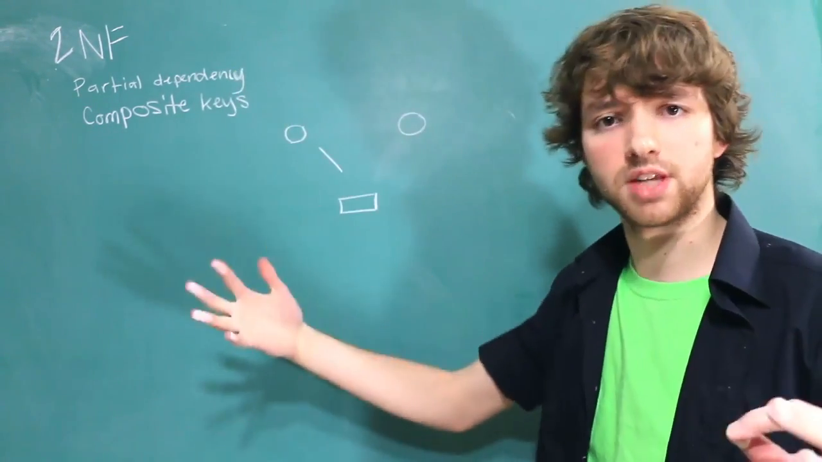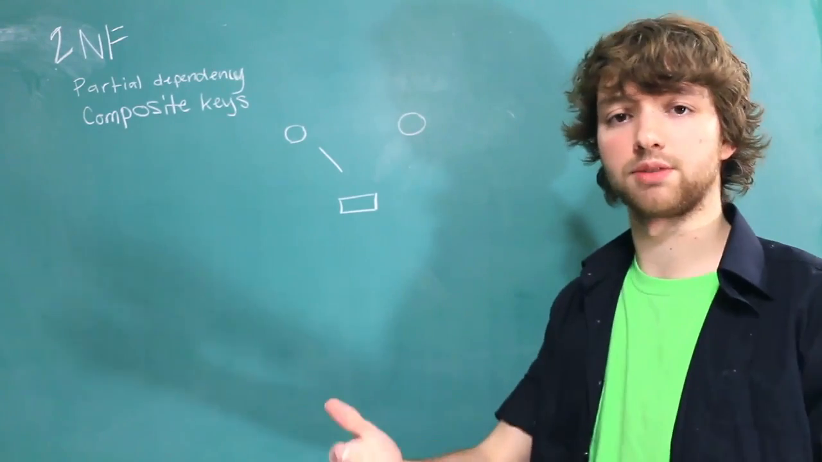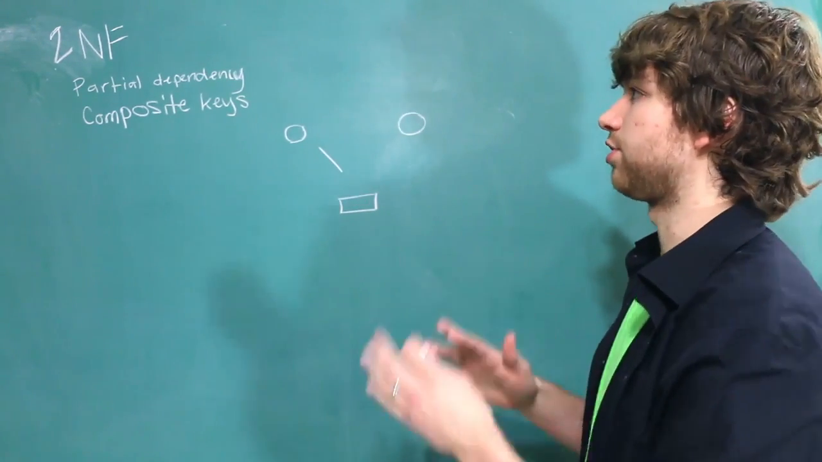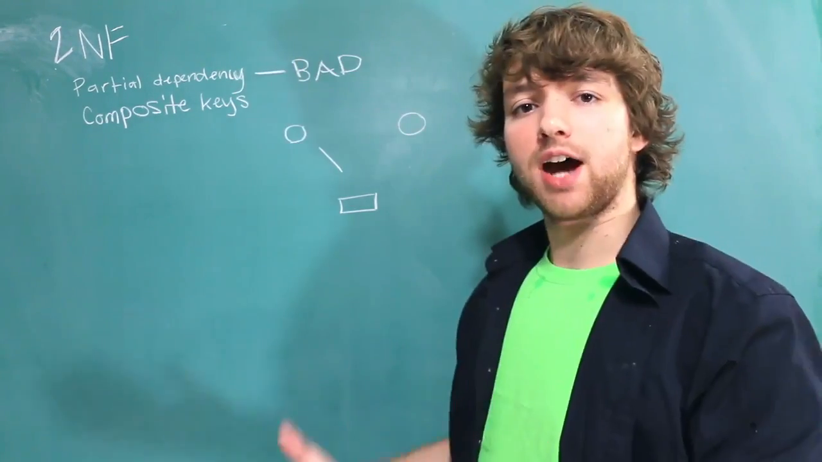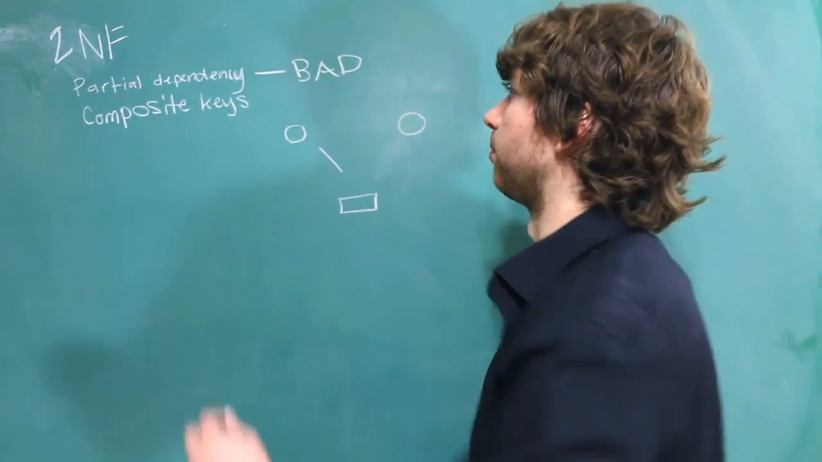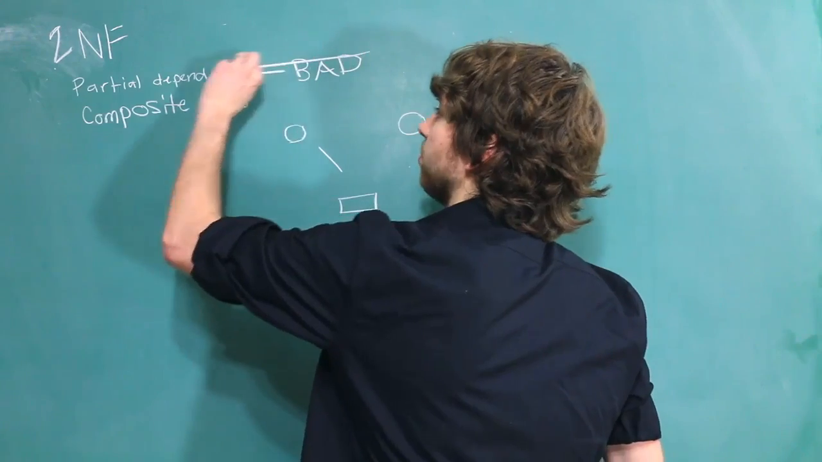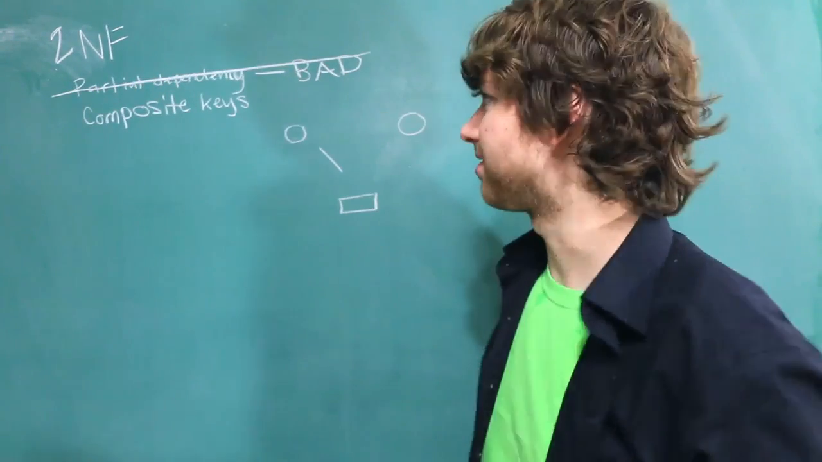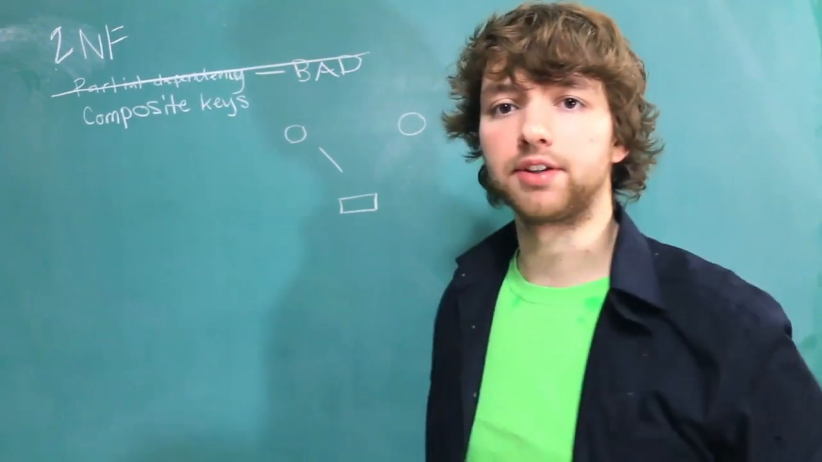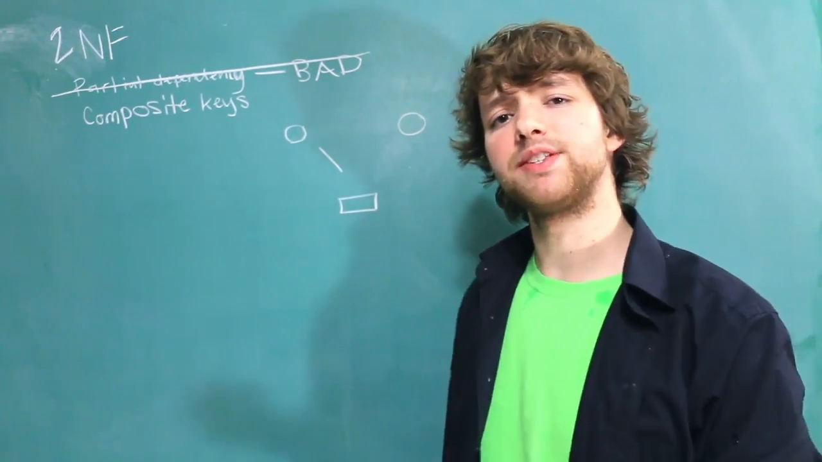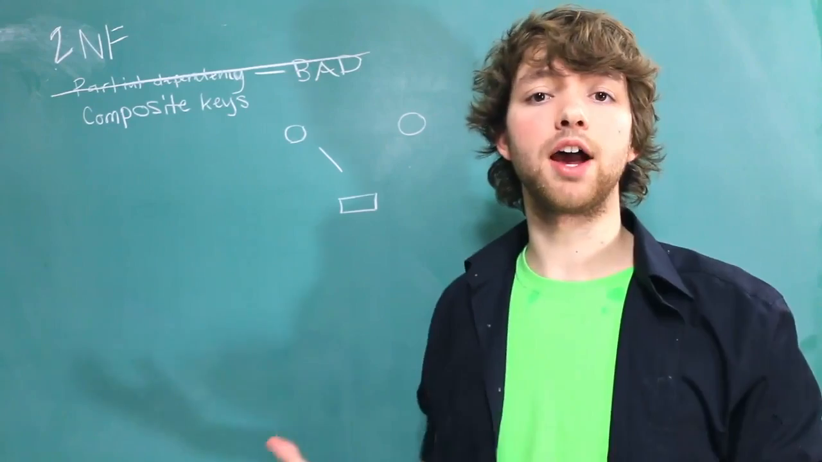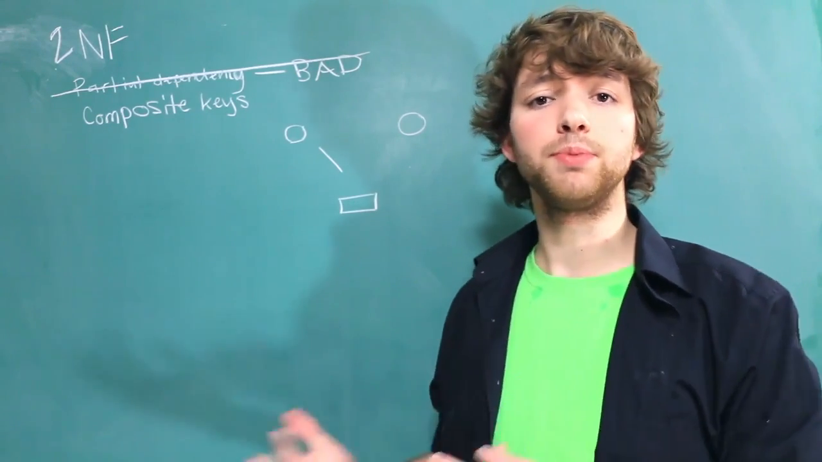Now I know this is all conceptual, but give me a couple minutes, I'll give you some examples. But for now, just know that partial dependencies are bad. The entire goal of second normal form is to get rid of partial dependencies. And what that means is if you don't have a composite key, you don't even have to worry about second normal form. That being said, some of the principles inside of second normal form can still be applied and can help improve your database.